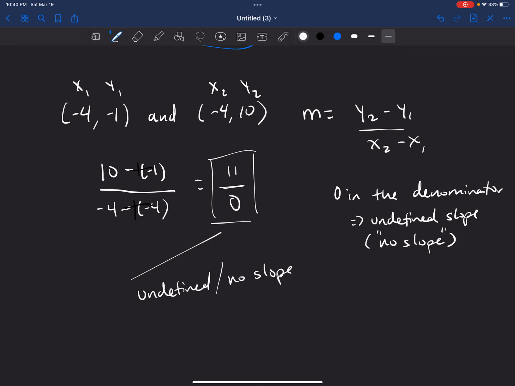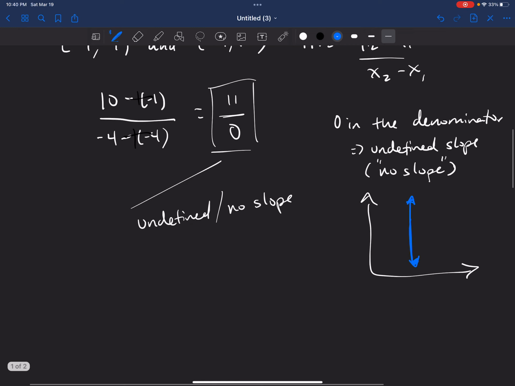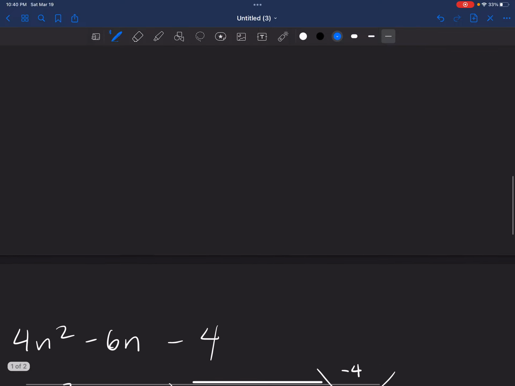Okay, and no slope, if you draw a graph, it looks like this. It is a vertical line, top and bottom. This is what you call a no slope. Okay. Let's go ahead and move on. Oh, what's this?